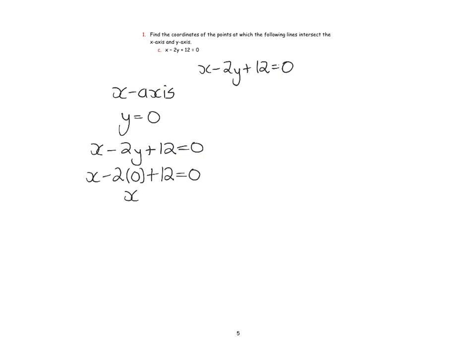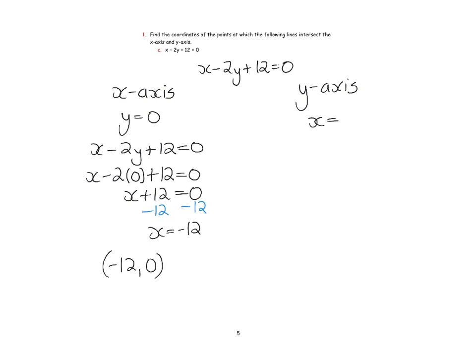This then becomes x plus 12 is equal to 0. We can take 12 from both sides. So we're going to get that x is equal to minus 12. So the point then is minus 12, 0. We want to find out as well where it cuts the y-axis. When it cuts the y-axis, x is equal to 0.